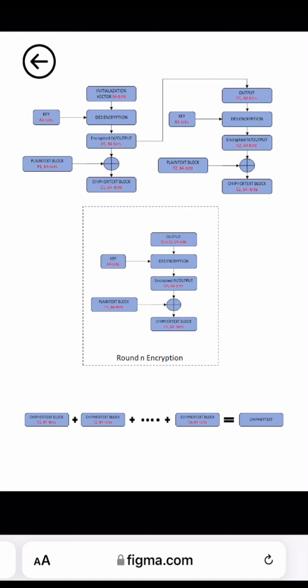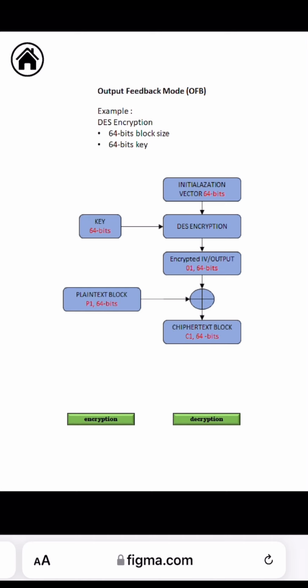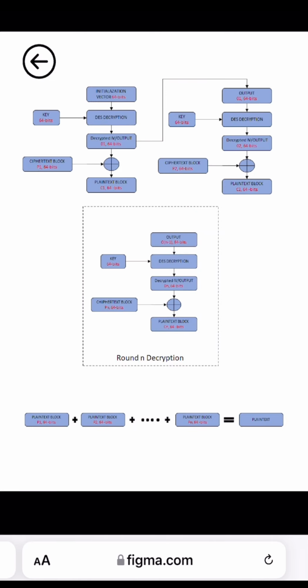For decryption, basically the decryption part is exactly the same as the encryption part, but we use it in reverse. The only difference is that this time the output will be XORed with the ciphertext blocks instead of the plain text blocks, and by doing so we recover the plaintext.